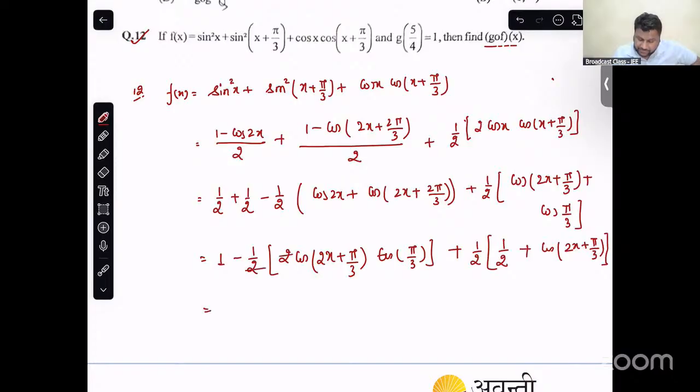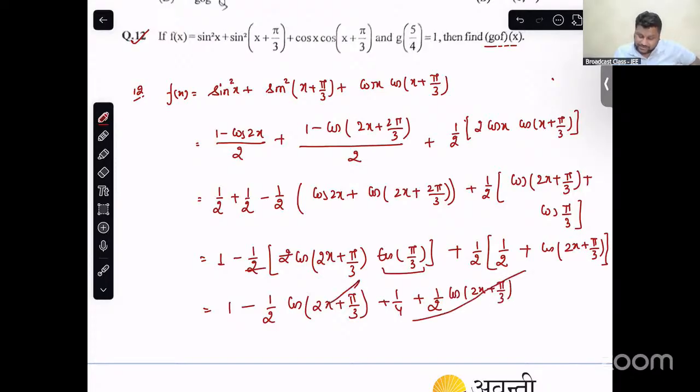This half and 2 cancelled. 1 minus. Now this cos pi by 3 is 1 by 2. 1 by 2 cos 2x plus pi by 3 plus 1 by 4 plus 1 by 2 cos 2x plus pi by 3. This is cancelled. So it is 1 plus 1 by 4, that is 5 by 4.